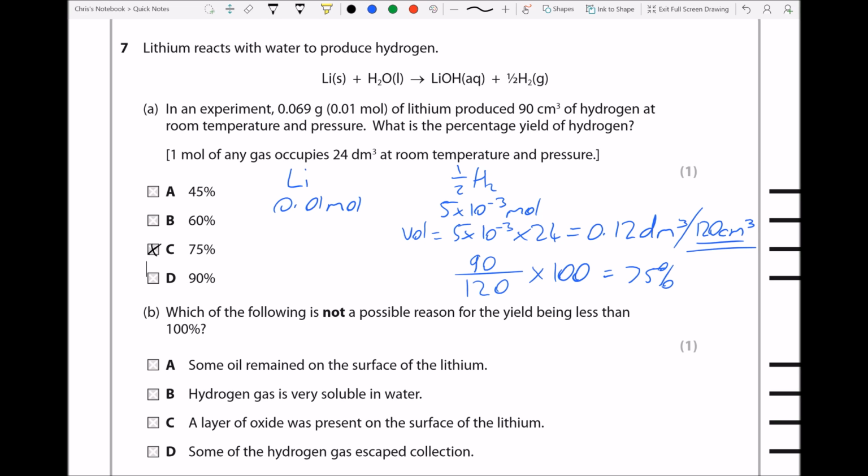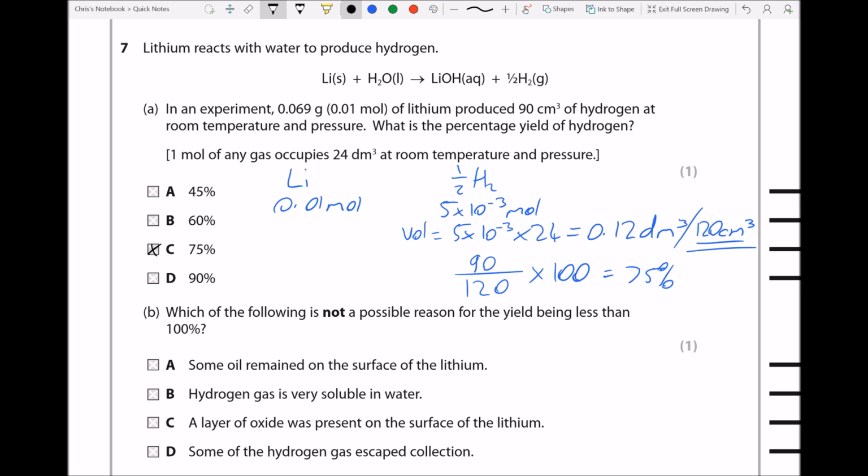If we look at B, hydrogen gas is very soluble in water. That's not really going to make much of a difference. The hydrogen's a product. It's not going to reduce the amount of yield. It's just in the water. So actually, that one's not a possible reason. So the answer is B there.